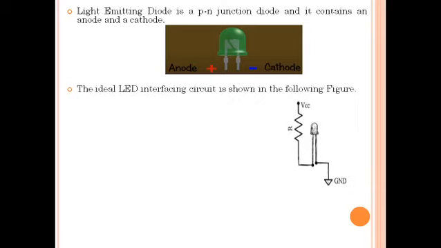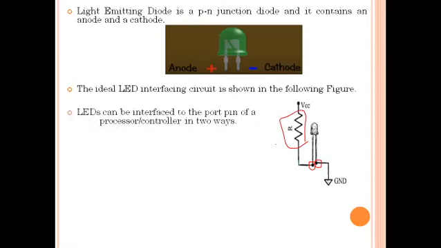So this figure shows the ideal LED interface circuit, and this is the anode and this is the cathode. A resistor is used in series between the power supply and the LED to limit the current through the LED here.